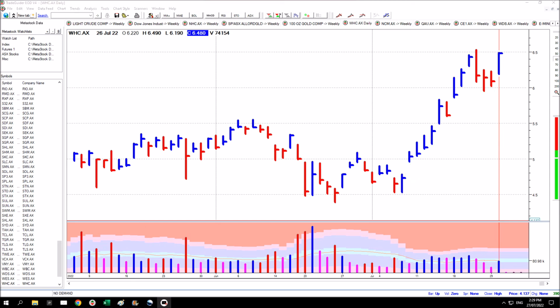Okay, hopefully that helped you understand a little about how a market breaks out above an accumulation zone.